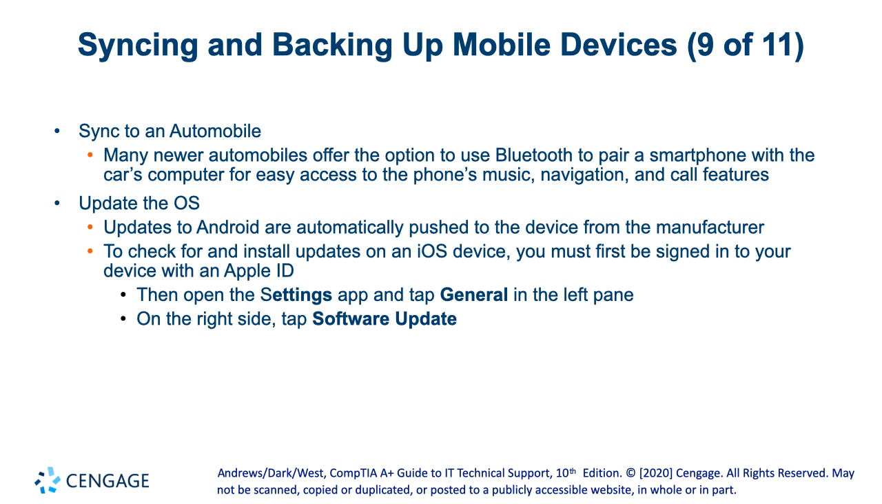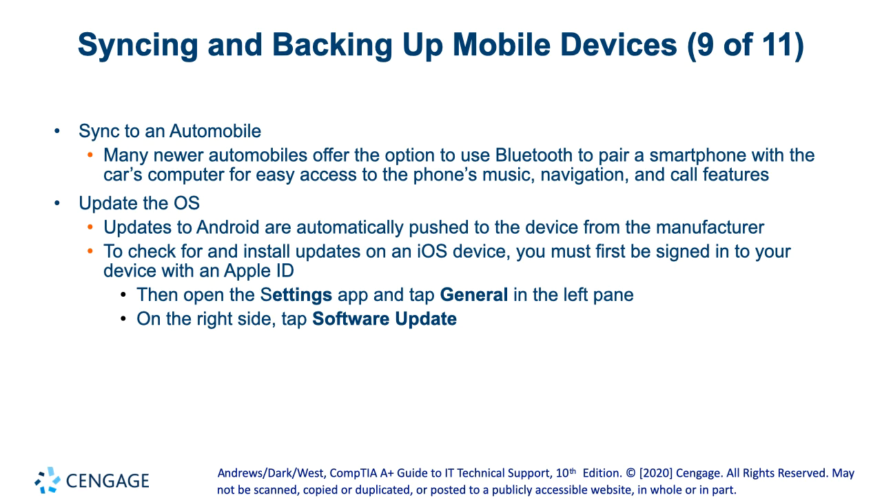Syncing to an automobile, right? So most new cars offer the option to use Bluetooth to pair a smartphone or mobile device with the car's computers for easy access to your music, navigation, calls, your address book, and you can update the OS.